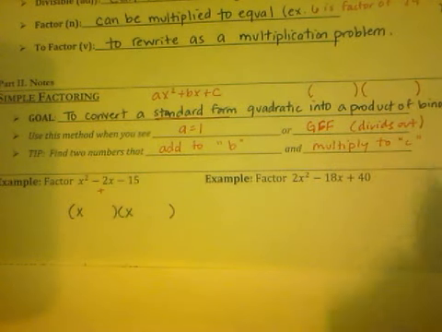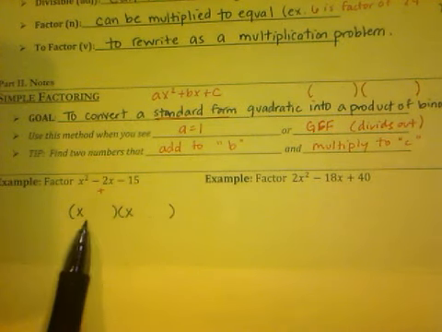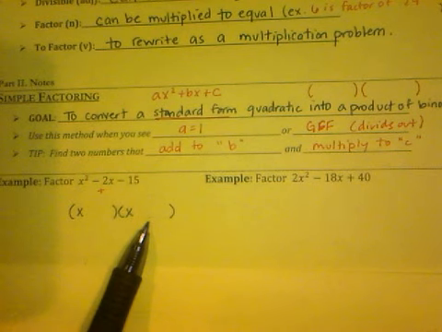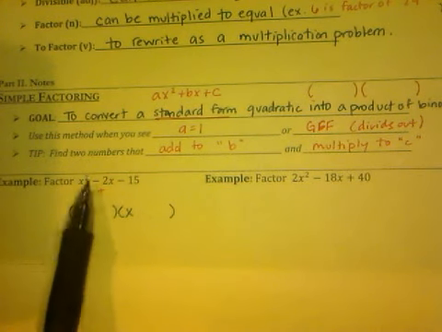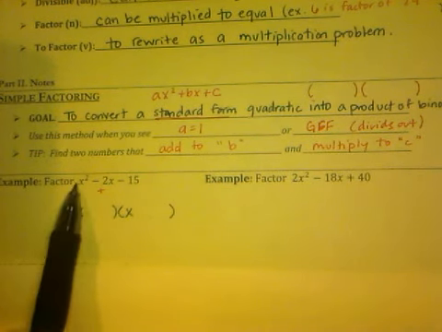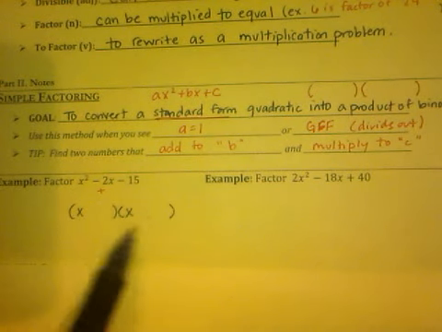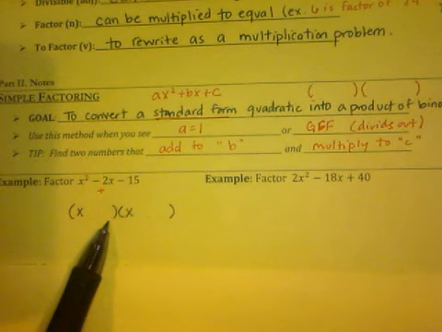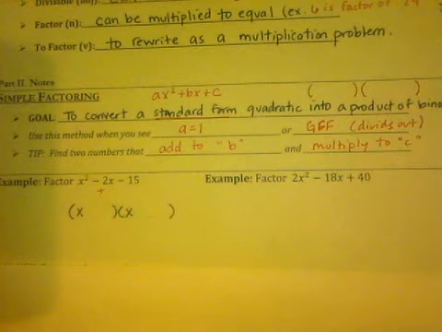If I can find two numbers like that, then we can fill in this FOIL problem in a way that it will ultimately equal what we started with. Because that's what factoring is. It's really just the opposite of FOILing. We're going the other direction. For many people, you can probably already see two numbers that work.